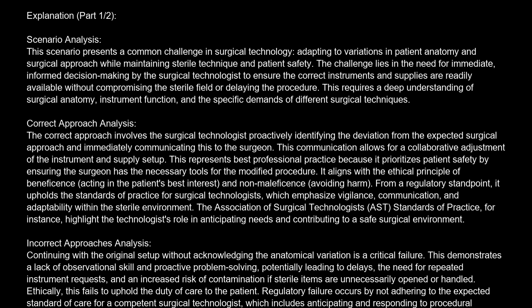Incorrect approaches analysis. Continuing with the original setup without acknowledging the anatomical variation is a critical failure. This demonstrates a lack of observational skill and proactive problem solving, potentially leading to delays, the need for repeated instrument requests, and an increased risk of contamination if sterile items are unnecessarily opened or handled. Ethically, this fails to uphold the duty of care to the patient. Regulatory failure occurs by not adhering to the expected standard of care for a competent surgical technologist, which includes anticipating and responding to procedural changes.